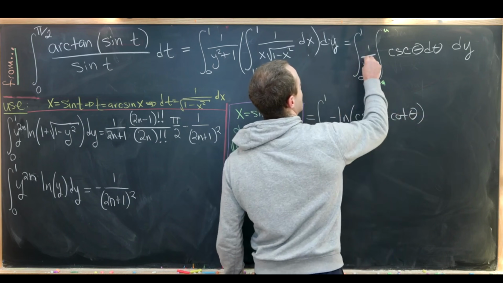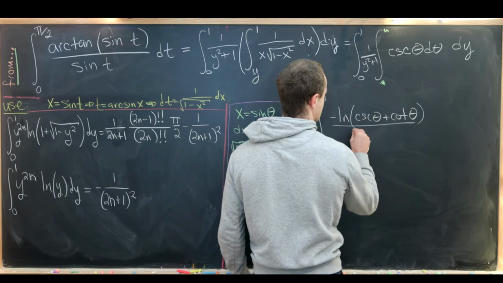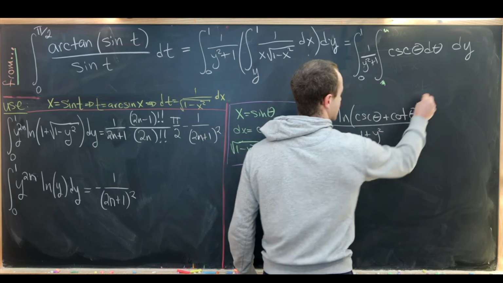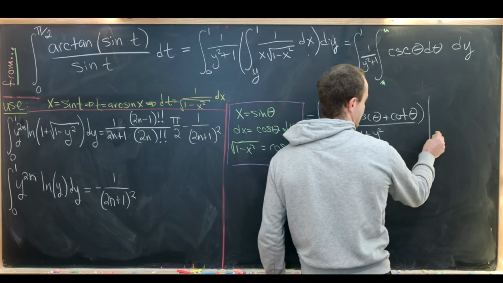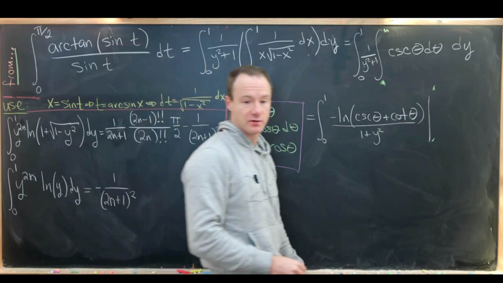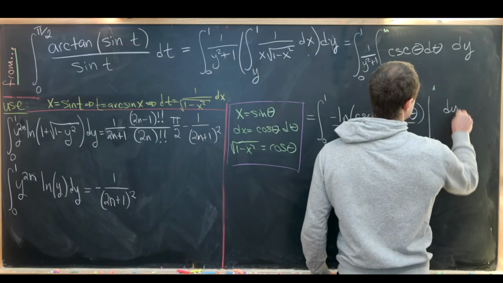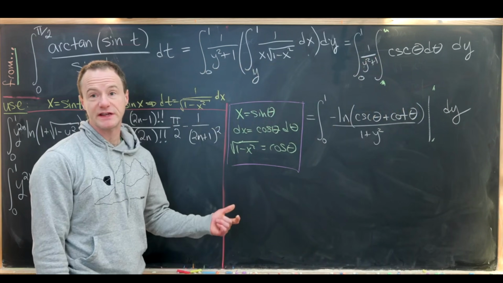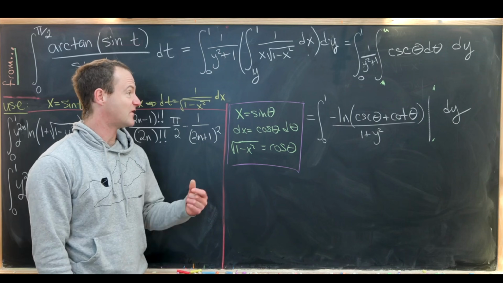And then I left out my 1 over y squared here, so I've still got my 1 over y squared here. This needs to be evaluated from something to something, which we'll take care of when we switch back to our other variable. And then we have dy. But now we can switch that back to our original variable fairly easily.